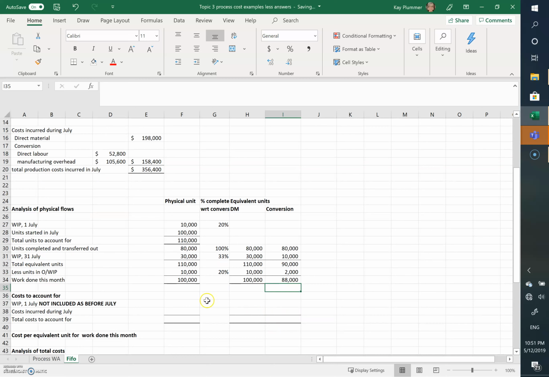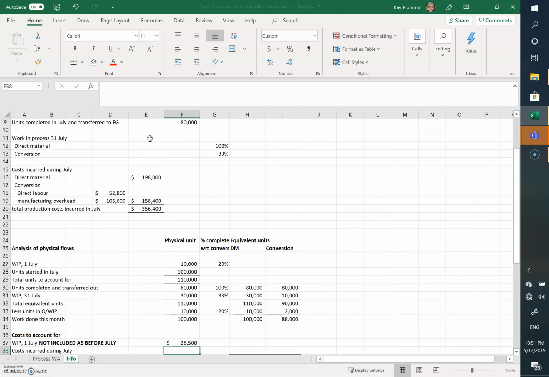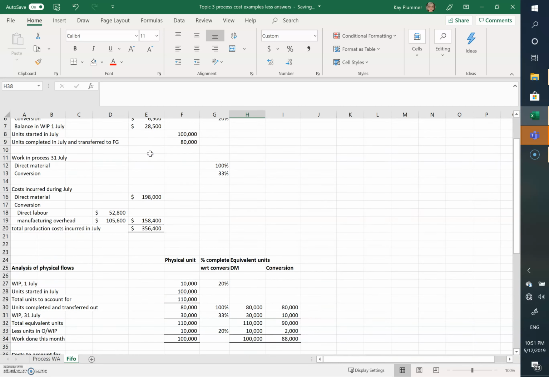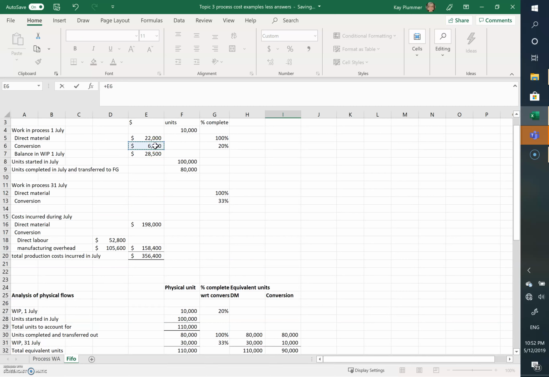Okay, now the cost to account for, we've got the work in process, that was the 28,500, made up of the materials of 22,000 and the conversion costs of 6,500.